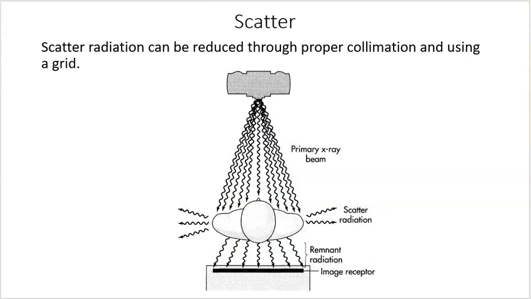Scatter radiation. Scatter radiation can be reduced through proper collimation and using a grid. So here is the X-ray tube, and here you have the primary beam coming out here, and it encounters the patient, and some of that radiation is going to go into the patient and be scattered out the sides. The scatter can also reach the detector, so this ray here might come in this way and bounce off and go way over here and hit the image receptor over there. And we'll talk about how to fix that in a minute. The radiation that travels through the patient comes out the other side, headed for the image receptor or image detector, is called the remnant radiation. So you have primary beam, scatter radiation coming out the side, remnant radiation going to the detector.